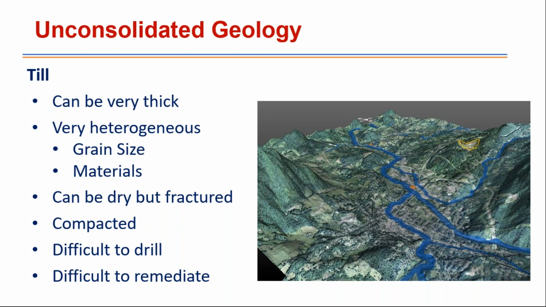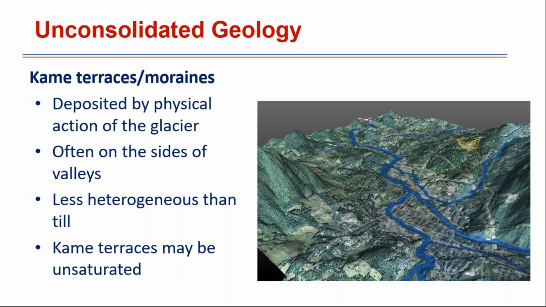And it's also difficult to remediate, primarily because it's so heterogeneous. It's hard to get fluids in there, and hard to get fluids out of there. So till can be very difficult. Now your kame terraces and moraines, as I was saying earlier, are deposited by the physical action of the glacier. Basically, they're often on the sides of the glaciers or on the sides of valleys.